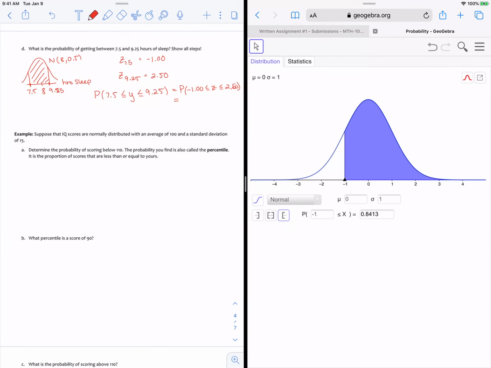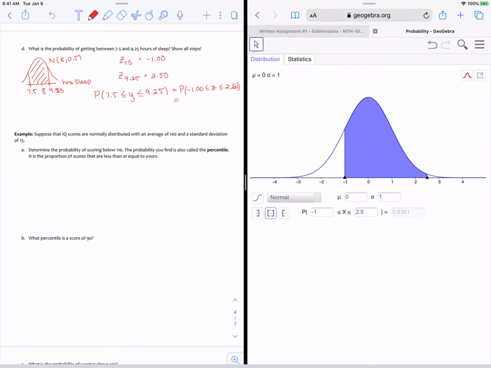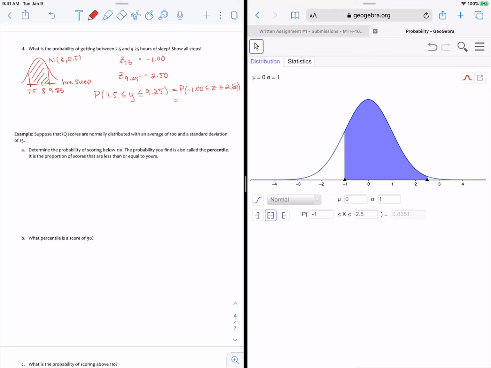Okay, and we're going between two values, and we're going to have negative 1, which is already in there, and then we're going to 2.5. And then enter. Okay, double check that your picture is showing what you were needing, and then we get 0.8351.